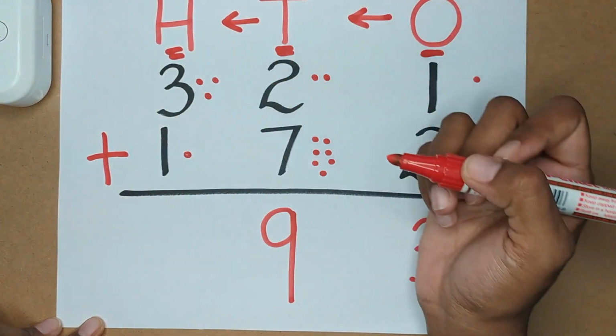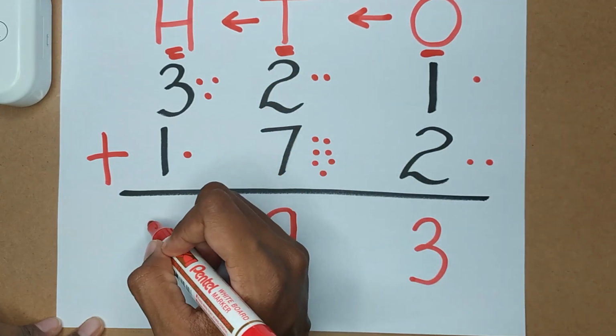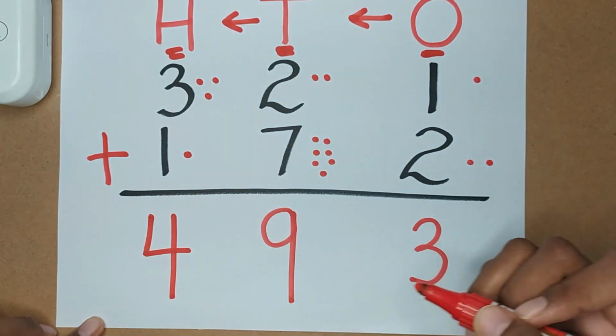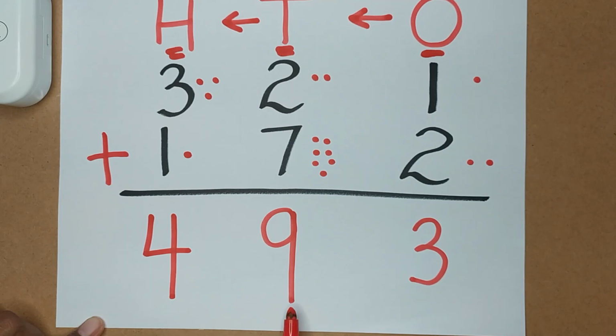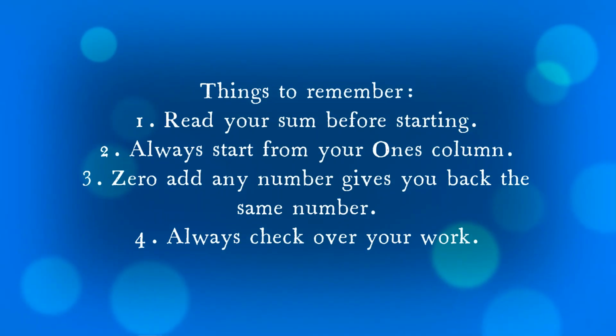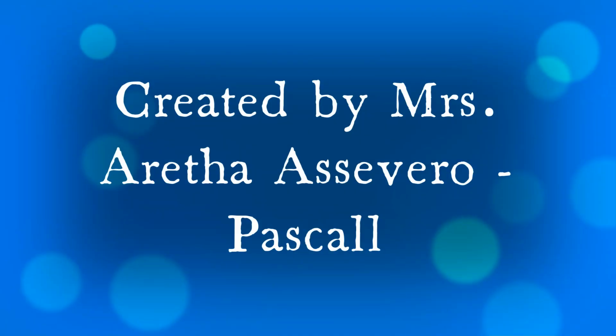Remember, always keep your work nice and neat. Keep your digits under the correct column. Always show all working. And remember to start from your ones column and move left every time you complete your actions.